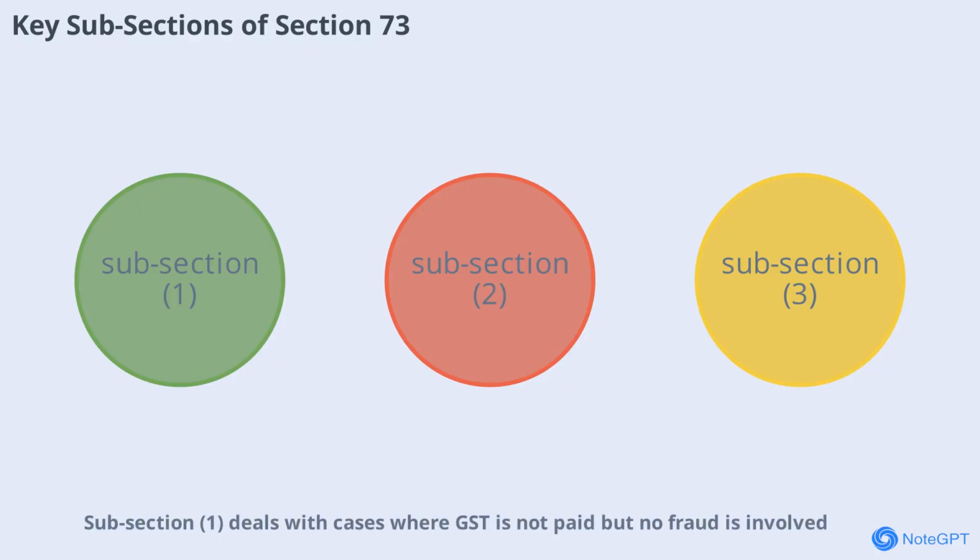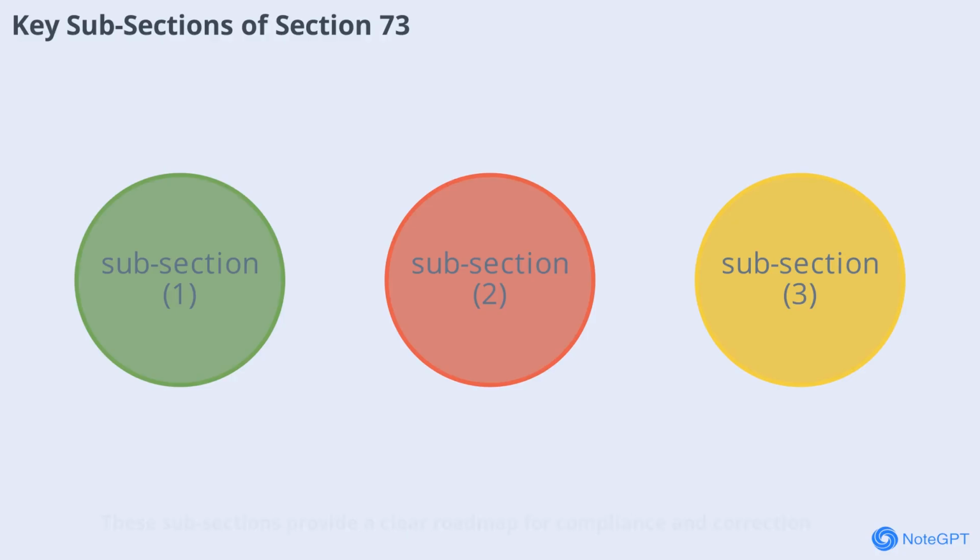Section 73 is divided into several subsections, each addressing a specific scenario. Subsection 1 deals with cases where GST is not paid but no fraud is involved, allowing taxpayers to rectify the situation without severe penalties. Subsection 2 focuses on short payments, guiding taxpayers on how to amend their filings and pay the due amount. Subsection 3 addresses excess refund claims, ensuring that overclaimed amounts are recovered and fair taxation practices are upheld. These subsections provide a clear roadmap for compliance and correction.